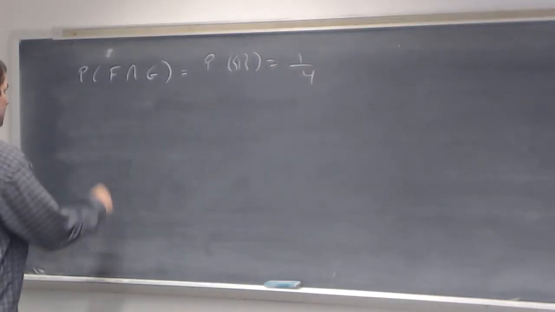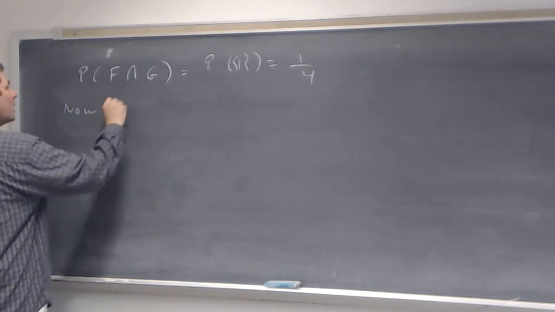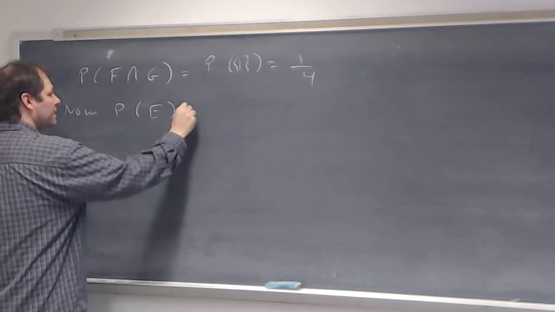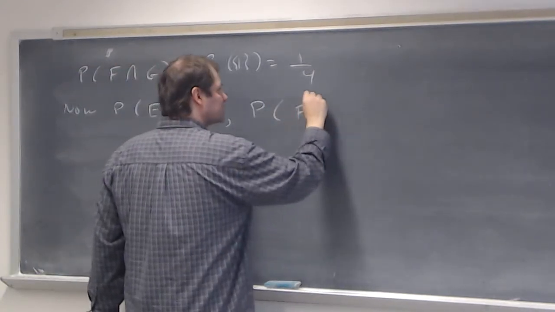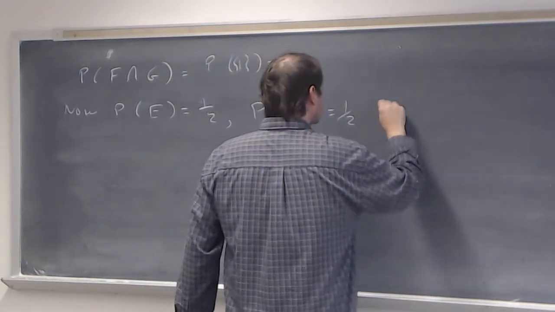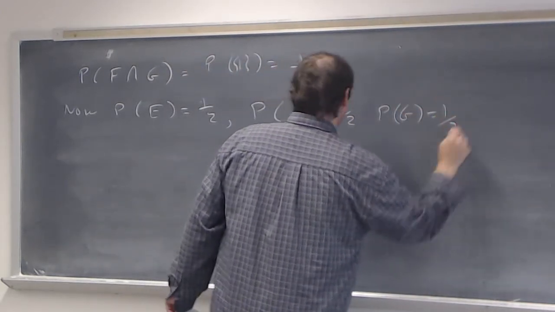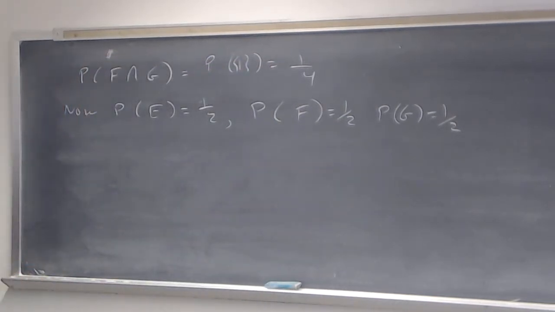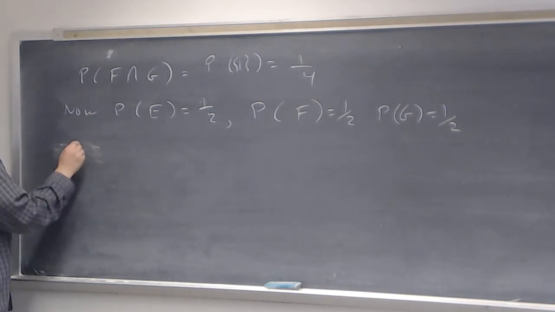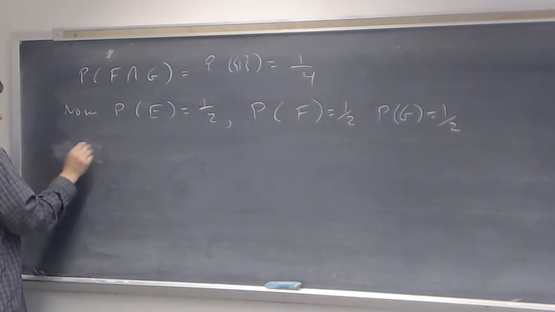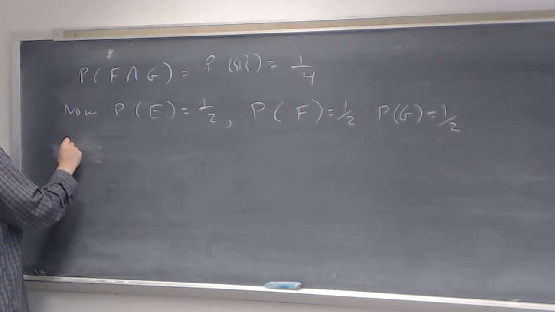Now, the probability of E is equal to 1/2. The probability of F is also equal to 1/2. And the probability of G is equal to 1/2. And so E and F are independent events. E and G are independent events, and F and G are independent events.